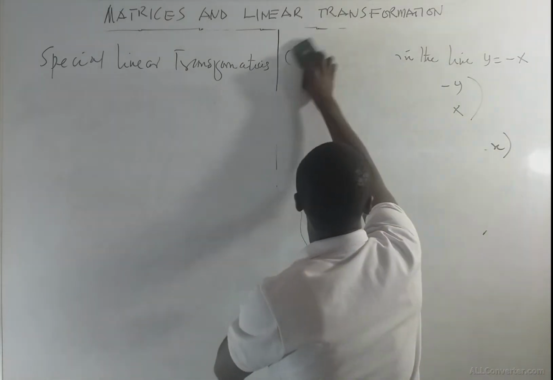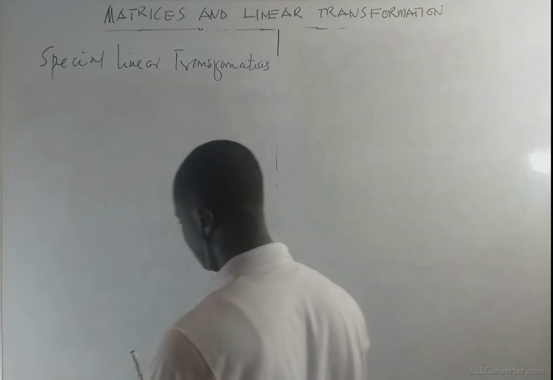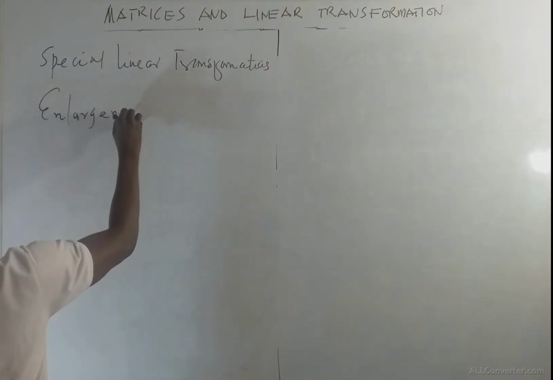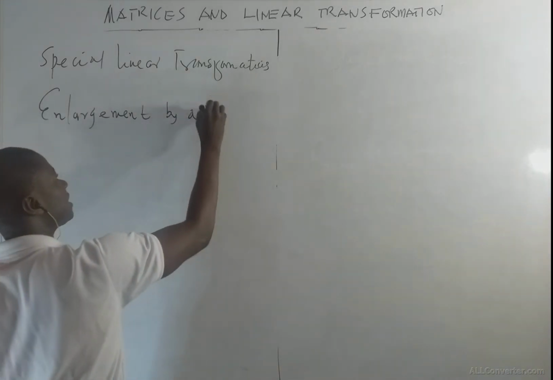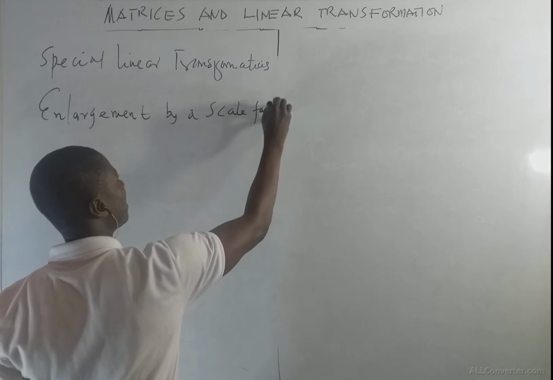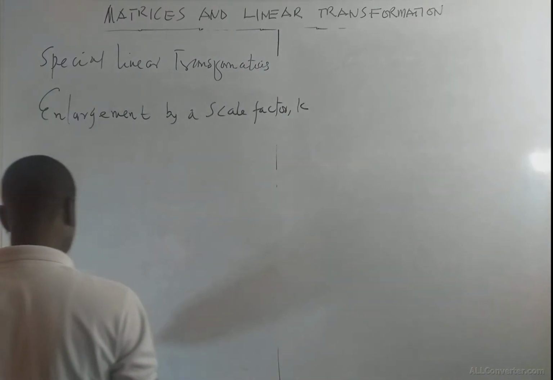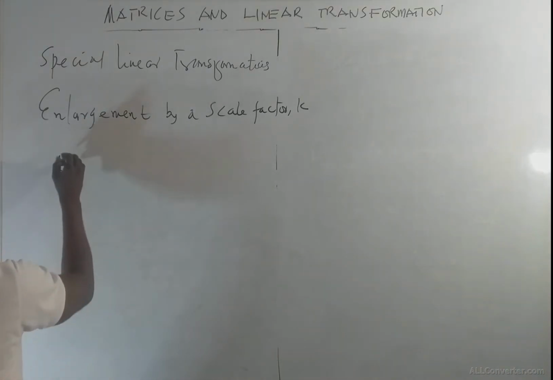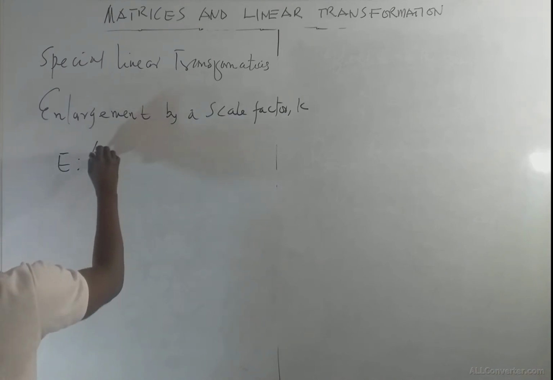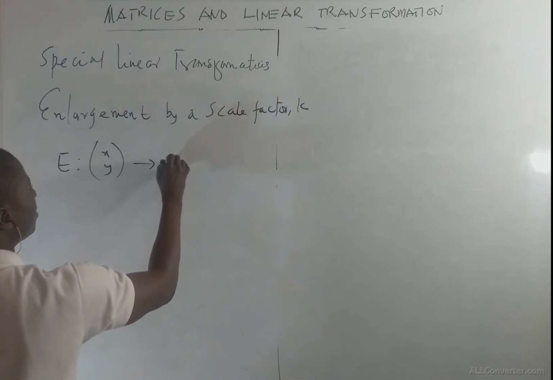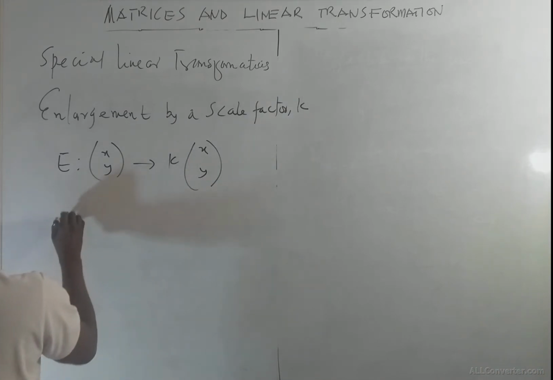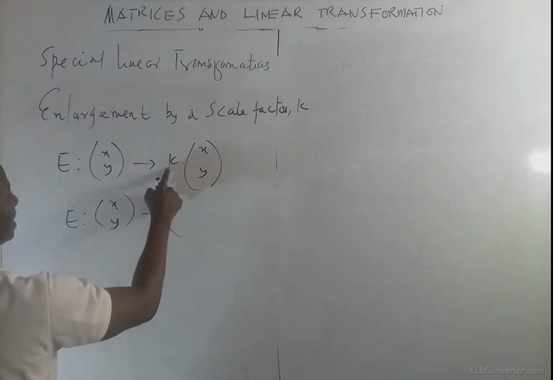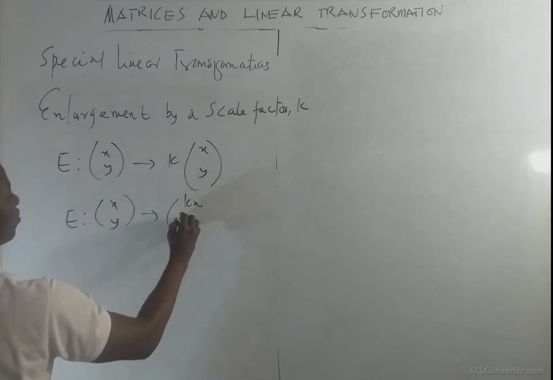enlargement by the scale factor k about the origin. We also have what we call the enlargement by a scale factor, say k. And enlargement by the scale factor k can also be written as: xy maps to k times xy, and this can be expressed as kx, ky.